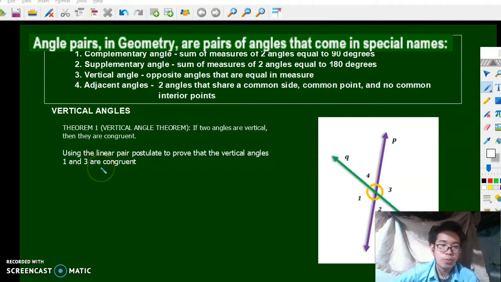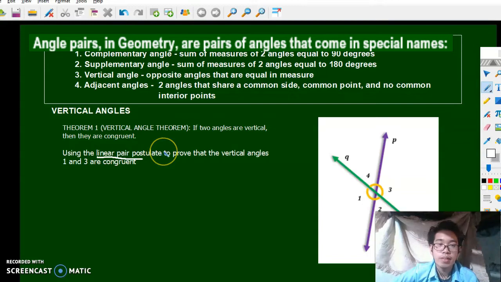So how do you prove that? For example, in the figure on the left side, we have two lines, line P and line Q. When line P and line Q intersect, they make four angles, angles 1, 2, 3, and 4. How do you prove that angles 1 and 3, or angles 4 and 2, have the same measurement or are congruent? We use a bit of deductive reasoning, and we also use the linear pair postulate that we previously discussed.